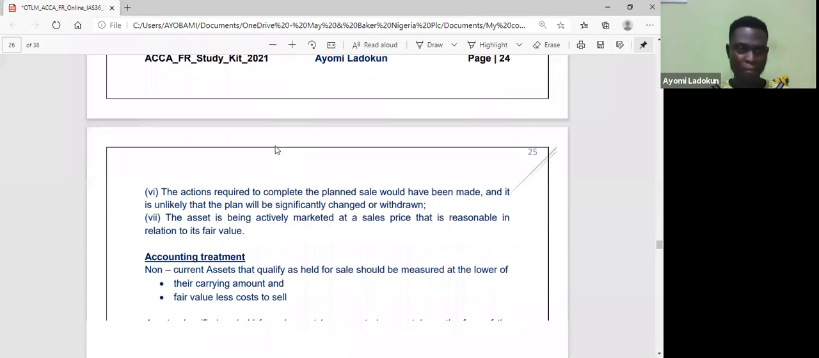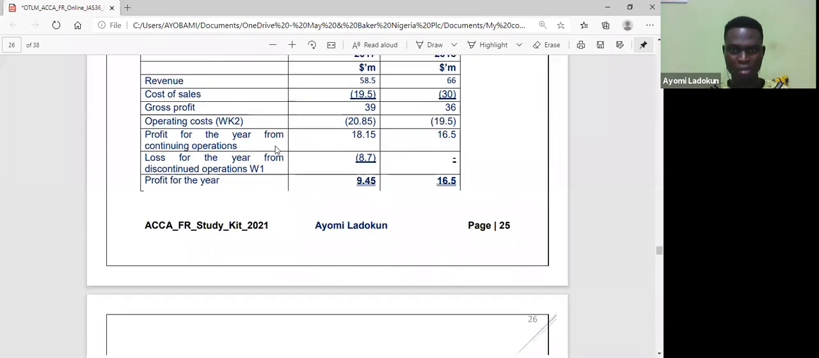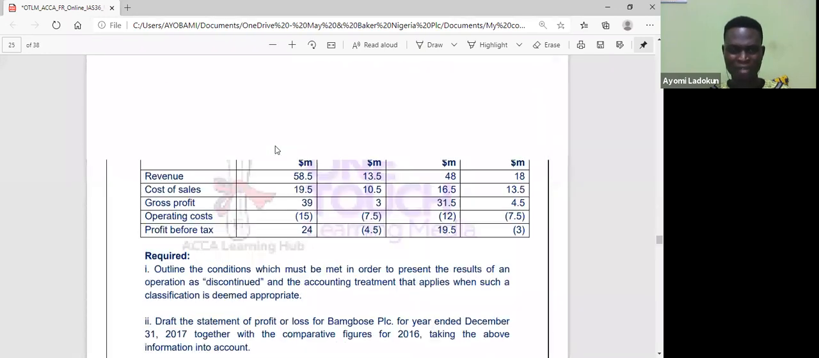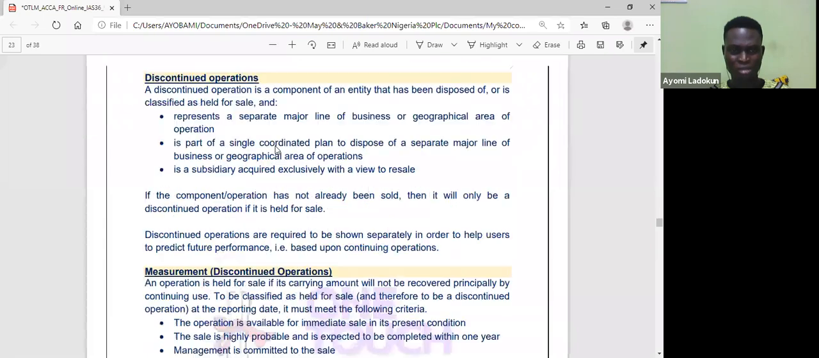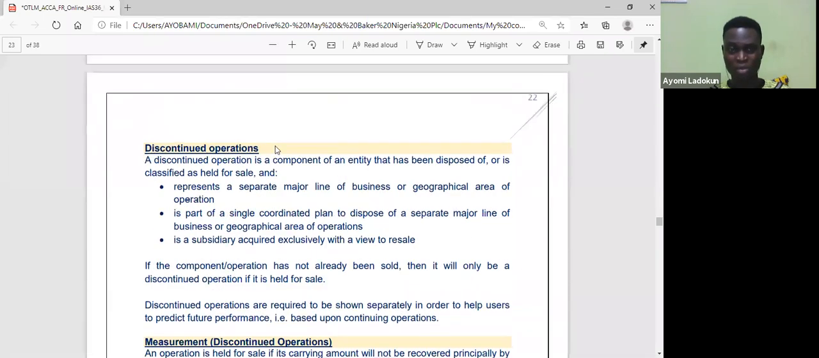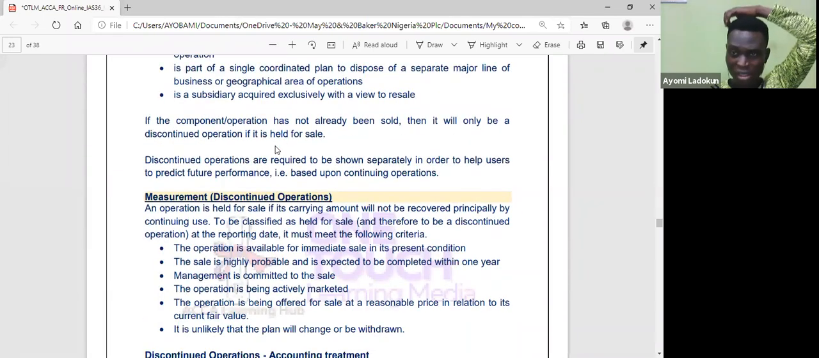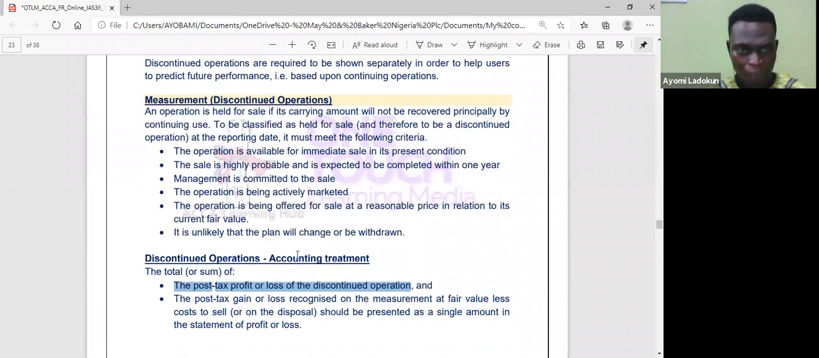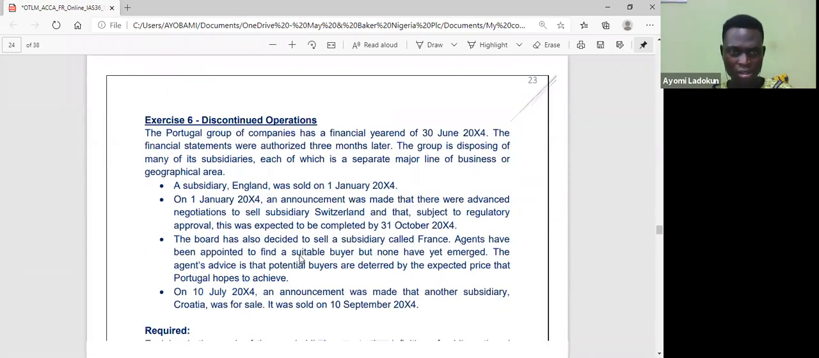Then we say bye-bye to IFRS 5. Let's just try to finish up so that next week I will quickly deal with IFRS 10, then you can quickly start group accounting. Okay, so let me look at this question.